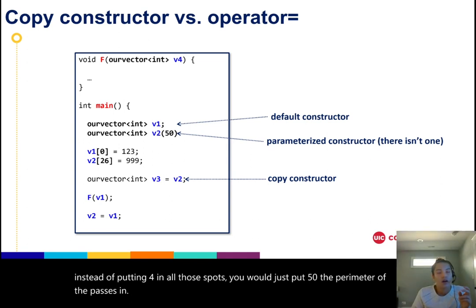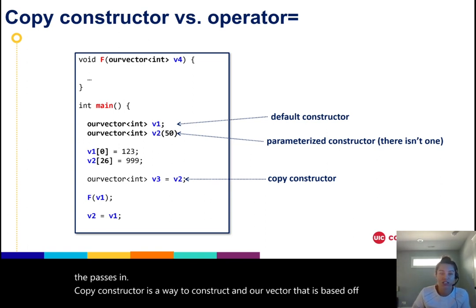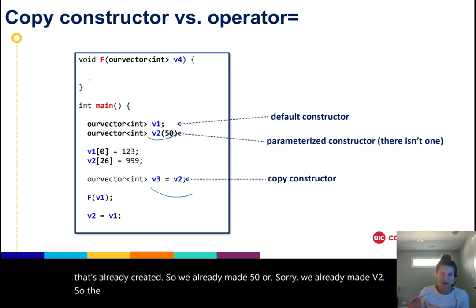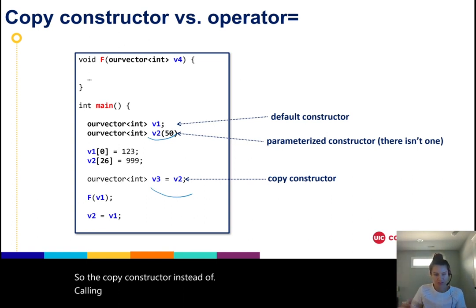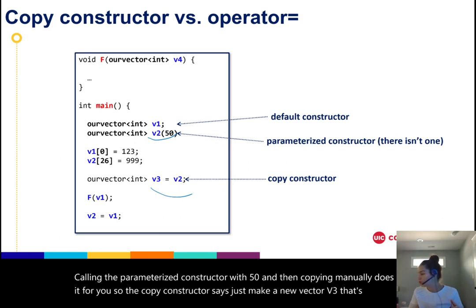The copy constructor is a way to construct a vector that is based off of an object that's already created. So we already made V2. The copy constructor, instead of calling the parameterized constructor with 50 and then copying manually, does it for you. So the copy constructor says, just make a new vector V3 that's exactly the same as V2.